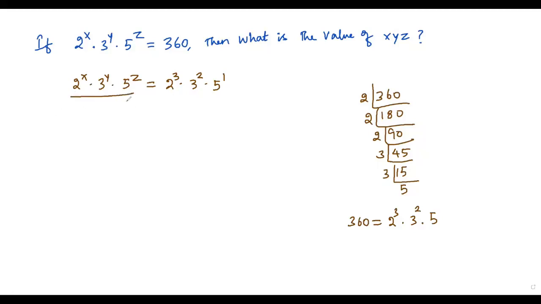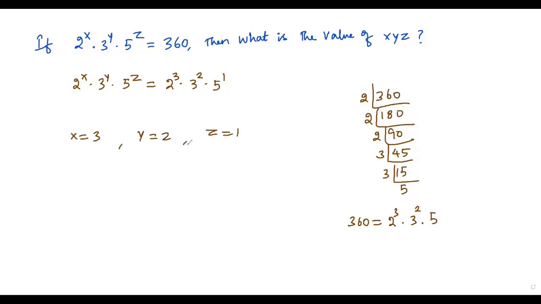Whatever pattern we have on the left side, the same pattern we have on the right side. Whenever we have two equal patterns like this, we can compare the like powers. This is a power of 2, and this is also a power of 2. Here we have exponent x and here exponent 3, so x equals 3. Comparing the powers of 3, 3 to the y power and 3 to the second power, I get y equals 2. Now comparing the powers of 5, here we have z and here we have 1, so z is equal to 1.